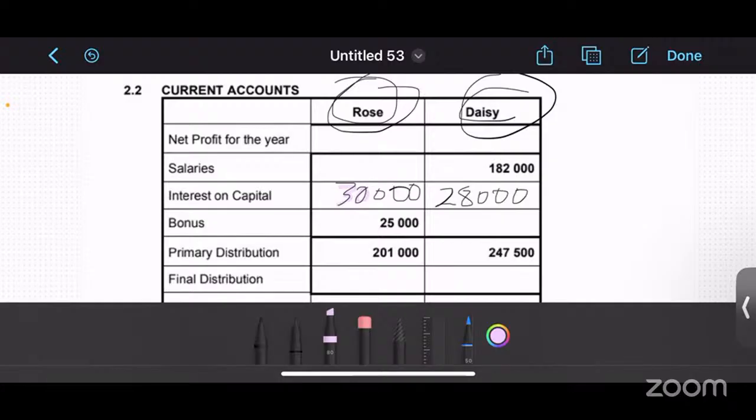But is 12,500 more than 50% more than 25,000? No, it's less. So what are you gonna do? They said Daisy's is 50% more than Rose's. So that means, oh, more, we add 25, 50%.